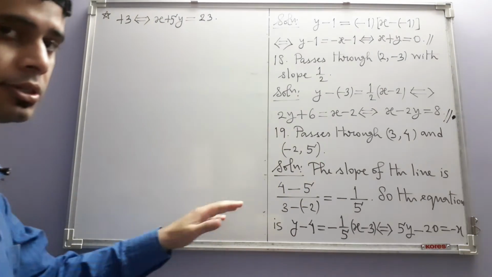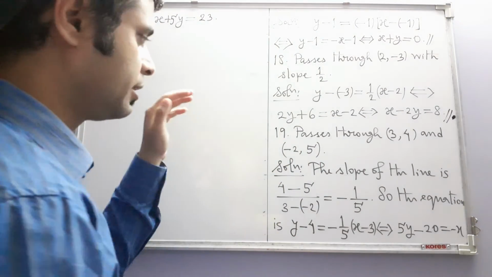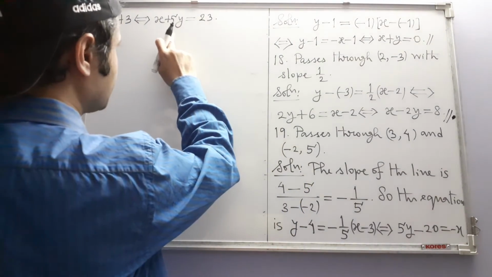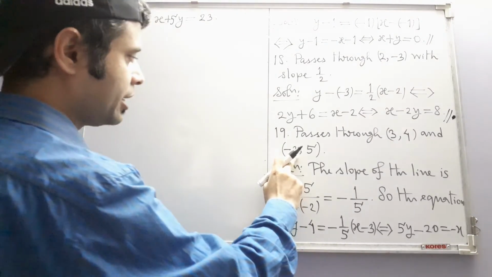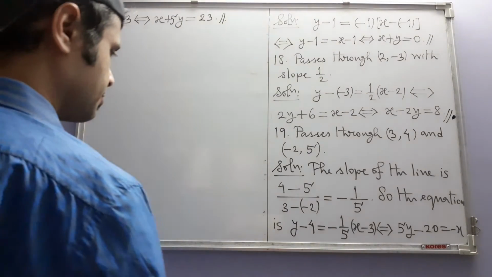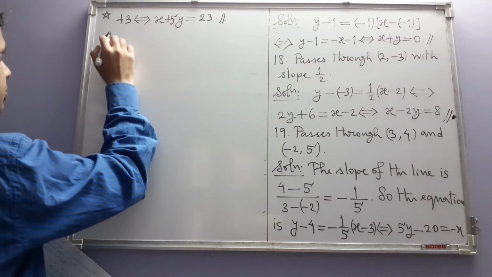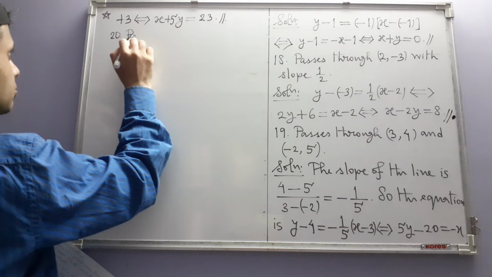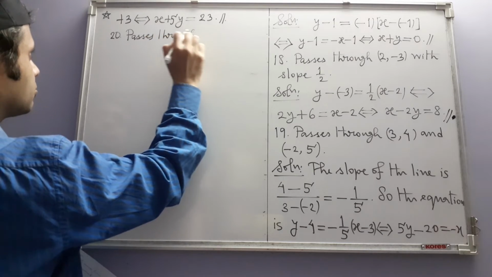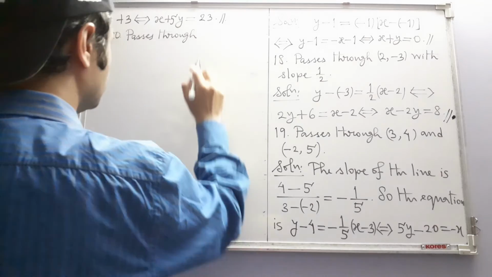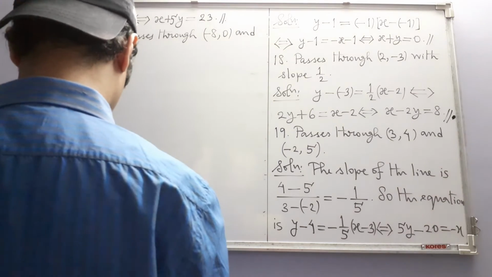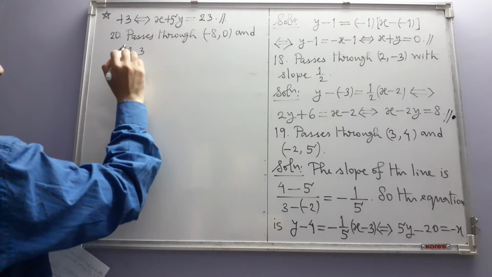Let's put the other point also and see whether it satisfies the equation. It has to satisfy. If we put y equal to 5, then 5 times 5 is 25. 25 minus 2 is 23. Yes. Then 20. Passes through minus 8, 0 and minus 1, 3.